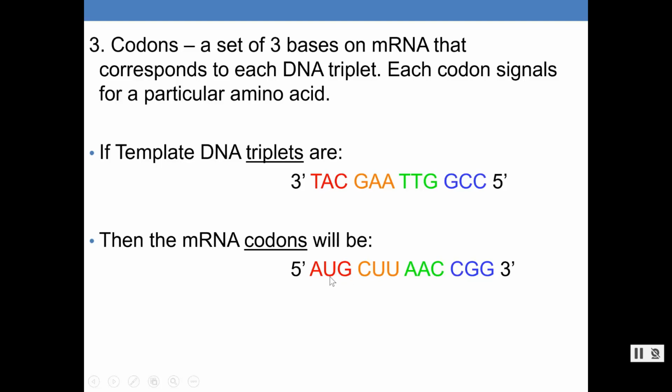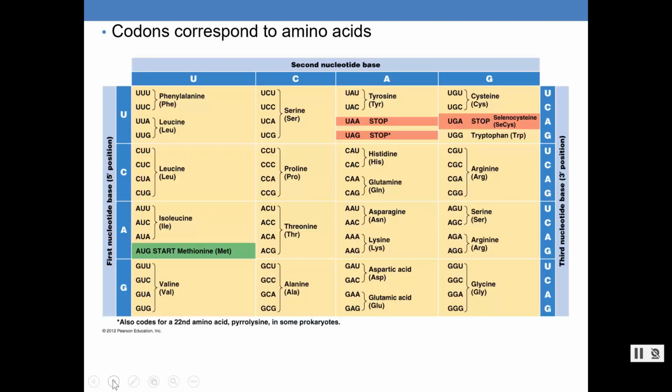All right, so how do we figure out which of these codons is going to put in what amino acid? For that, we need a codon chart. This is what we call a codon chart. I will always give you this codon chart. You do not need to memorize it, but it is going to tell you what amino acid comes next.